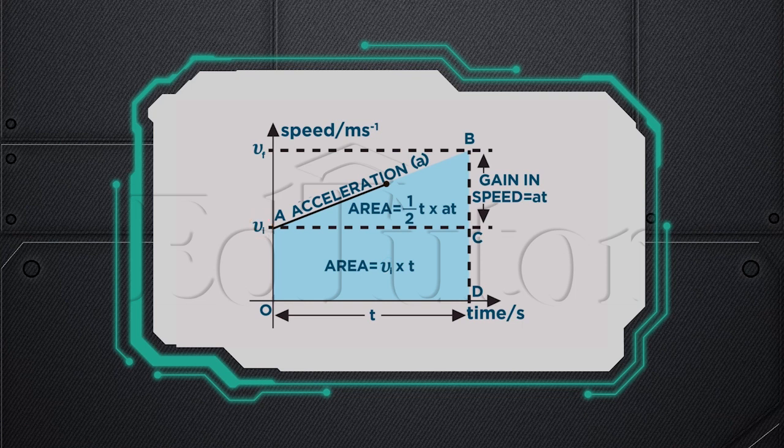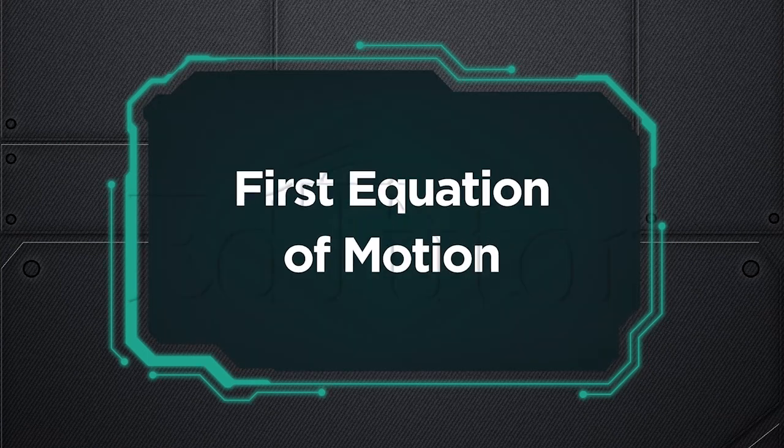The body here moves from point A to point B with constant acceleration a in time t. You can see a line here, AB, where acceleration a represents the line. Now let's start to derive the first equation of motion from the graph.